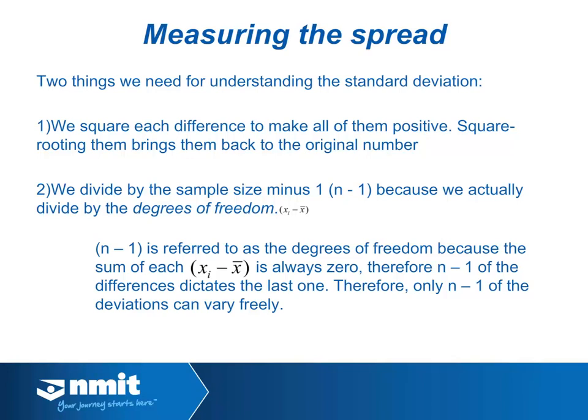We divide by n minus 1 because the sum of each data point and the mean is always going to add to 0, and we'll see an example of this. Therefore, the sample size minus 1, if there's 20 data points, only 19 of them can actually vary, because the last one must always make it sum to 0. Therefore, only the sample size minus 1 of these deviations, a deviation being a data point minus the mean, can actually vary freely. So the degrees of freedom is the sample size minus 1.